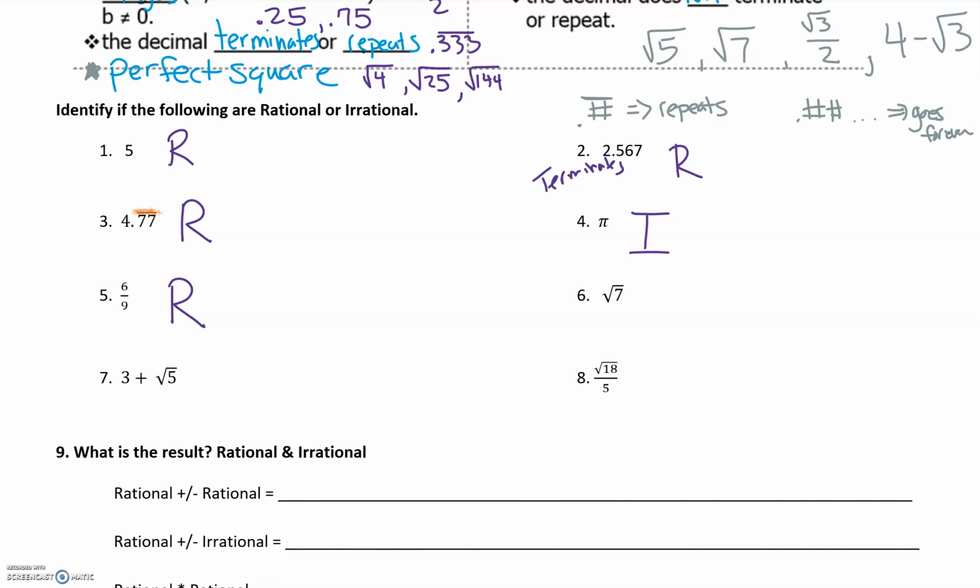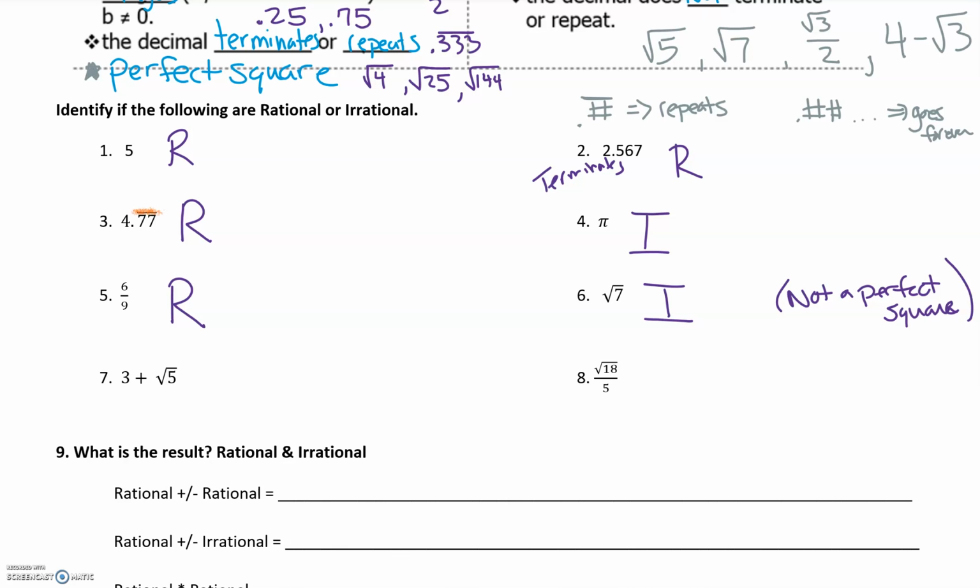Okay. Number 6 is the square root of 7. This is not a perfect square. Okay, so I'm going to put that on the side. This is not a perfect square. So since it's not a perfect square, it's irrational. If it was a perfect square, it would be rational.